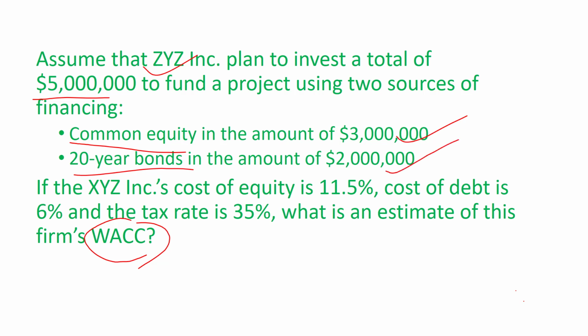And the cost of equity for that firm is 11.5% and cost of debt is 6% and the tax rate is 35%. Given this information, what is the weighted average cost for this firm?